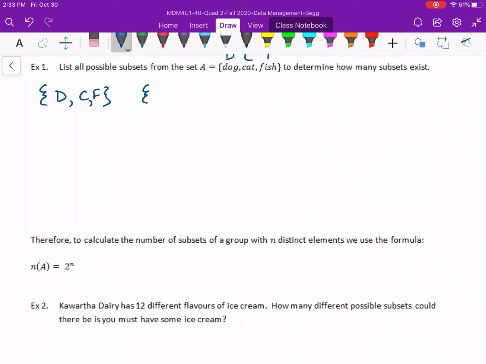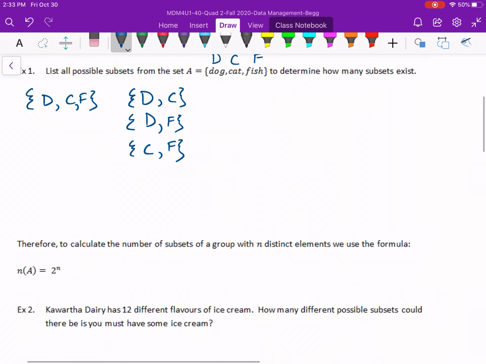Maybe I am allowed to get two of them, right? Maybe my wife will only let me get two pets. Well, then I could get the dog and the cat. I could get the dog and the fish. I could get the cat and the fish. But that's it, again, because order doesn't matter. Maybe I'm only allowed one pet. Dog, cat, or fish. That's my only options.